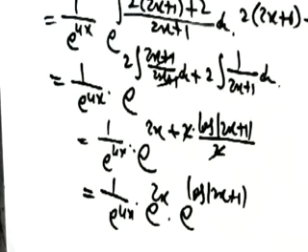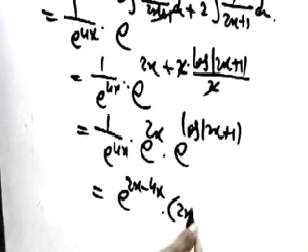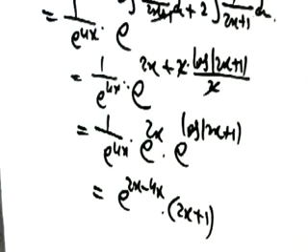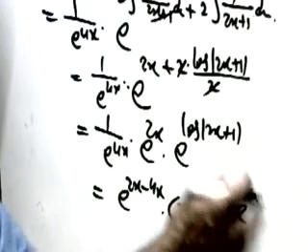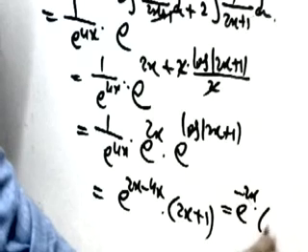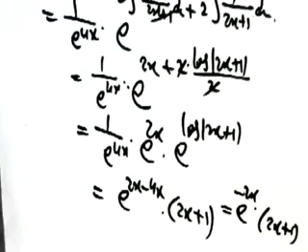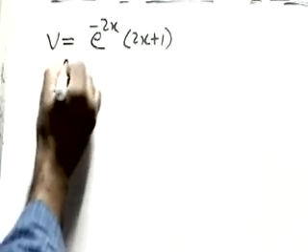Here you see, these bases are the same. If you bring this into the numerator, it will become e power 2x minus 4x, and e power log will get cancelled. You are left with 2x plus 1. So this will become e power minus 2x into 2x plus 1. Now see here, we already got the value of v.